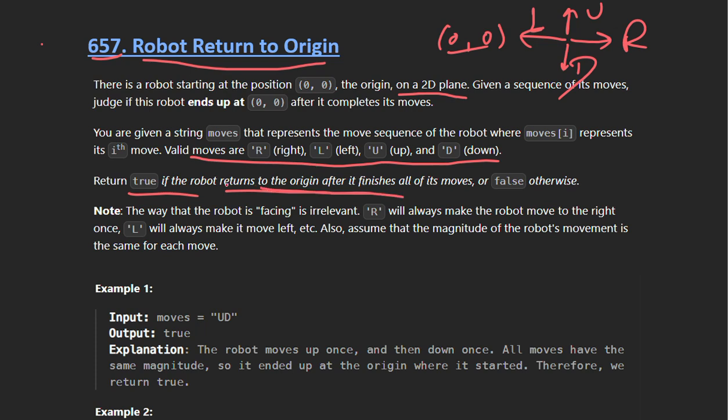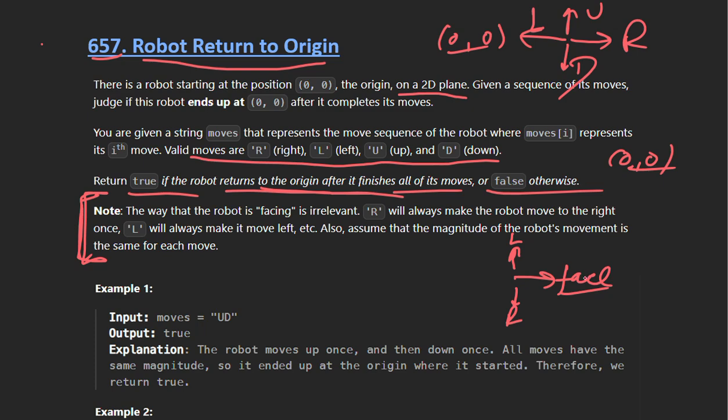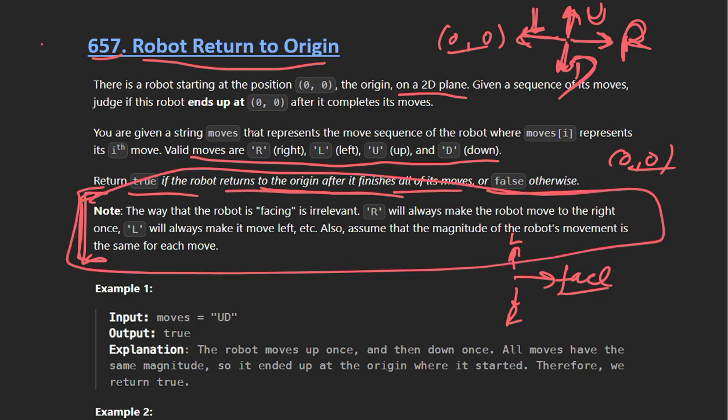can return to its original position, that is 0, 0, after a sequence of operations, or else we return false. What makes this question easy is this note: no matter wherever the face of the robot is, suppose the robot faces in this direction, then normally this should be left and this should be right. But it is given that no matter where the face of the robot is, right will always be this side only, left will always be this side, up will always be this side, and down will always be this side. So this note makes this question even easier.